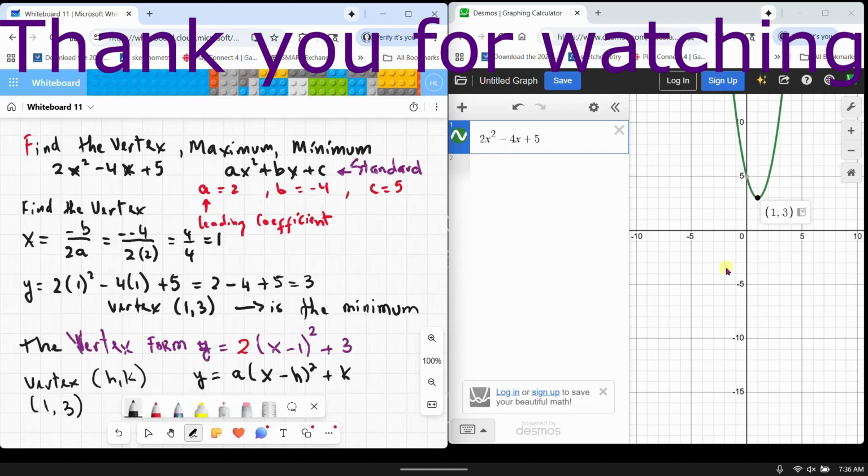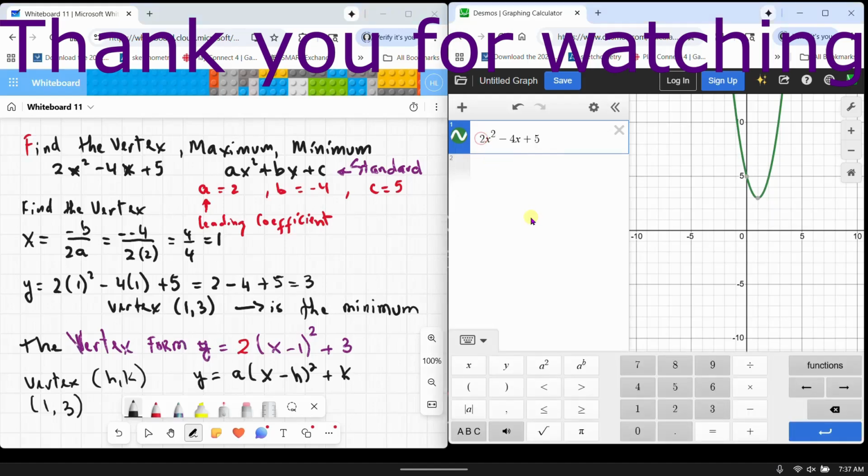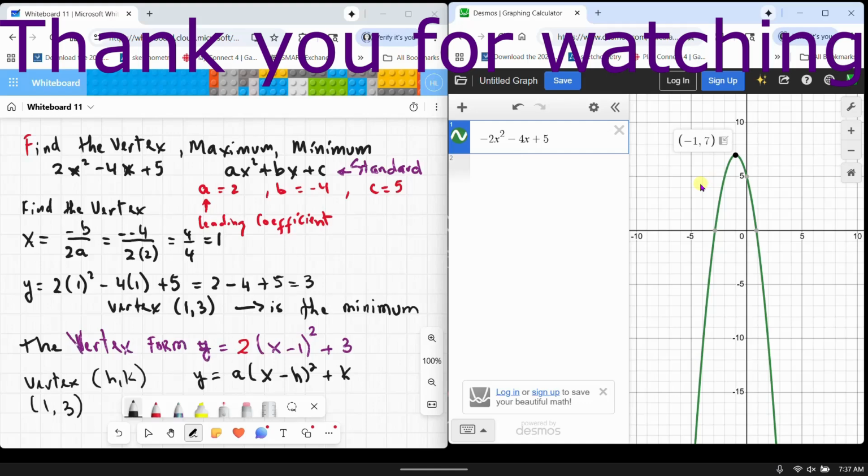Now, what about the maximum? To get the maximum, all I have to do is put the negative sign in front of the 2, and you can see this parabola turn upside down. So this vertex now became the maximum.